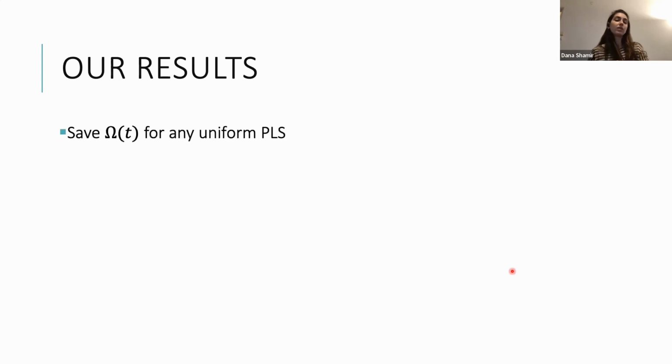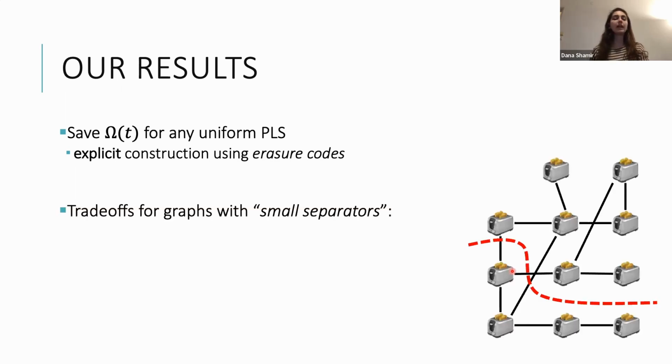In our results, again, we show a trade-off for a uniform PLS, a factor of at least T. Only now, we use an explicit construction using erasure codes, and Feuilloley et al. showed it using a probabilistic approach. And we show trade-offs for more classes of graphs, graphs that have small separators. When I say small separator, I mean a small set of nodes or edges in the graph whose removal splits the graph into roughly balanced parts.